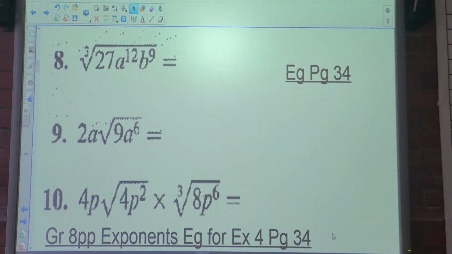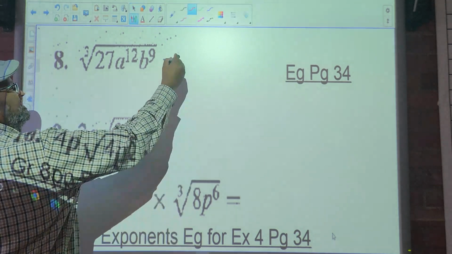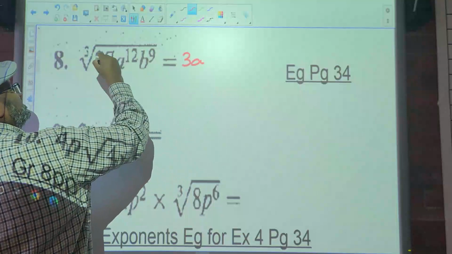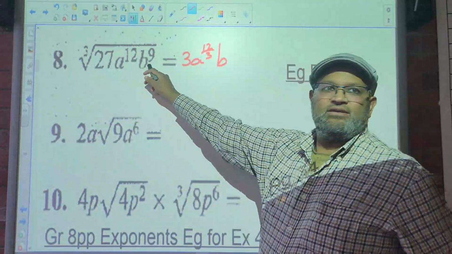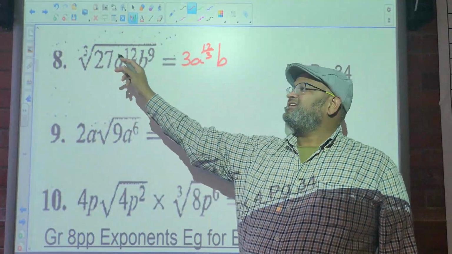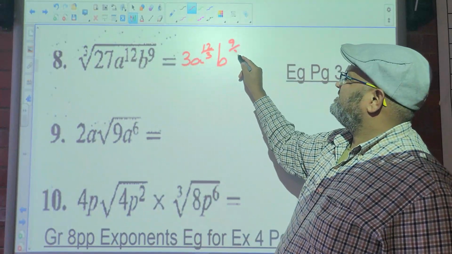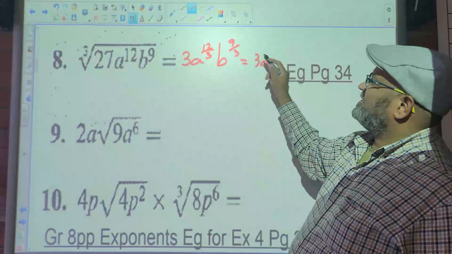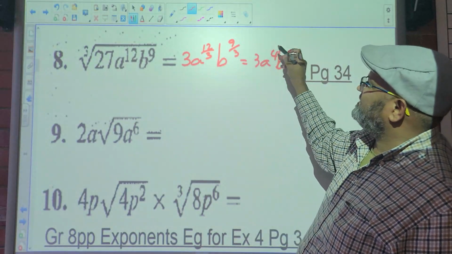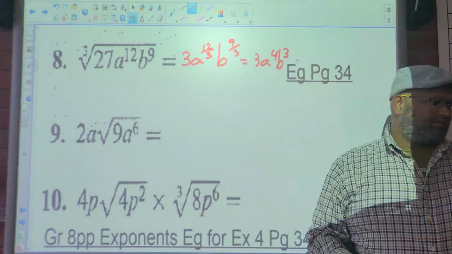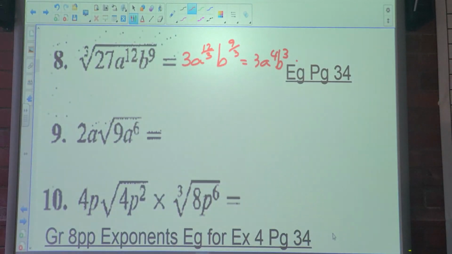Okay. What's the cube root of 27? 3. 8, 12 over 3. Not so. B, 9 over 3. So it will be 3A. What is 12 over 3? 4. B, 9 over 3. Who got that right?